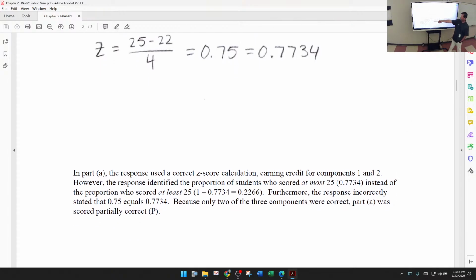So this answer here actually says uses the correct Z-score calculation, earning credit for both components 1 and 2, because Z is telling you that you have a normal distribution and we're using the mean and standard deviation. We converted it to 0.75. However, the response identified a proportion of students who scored at most 25 instead of the proportion who scored at least 25. Furthermore, the response incorrectly calculated 0.75 equals 0.7734. Because only 2 of the 3 components were correct, that was scored a P.